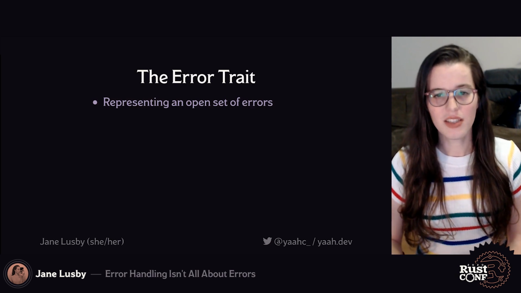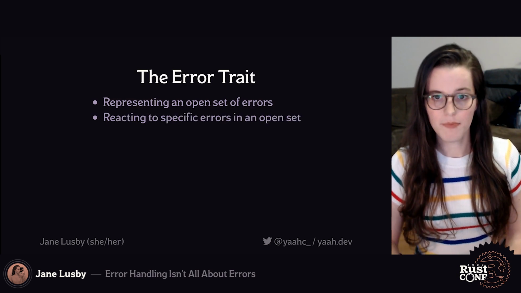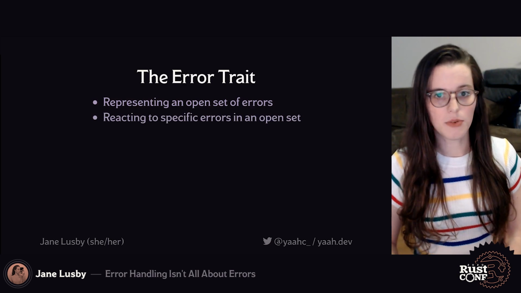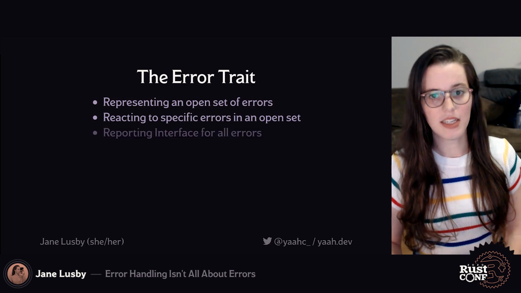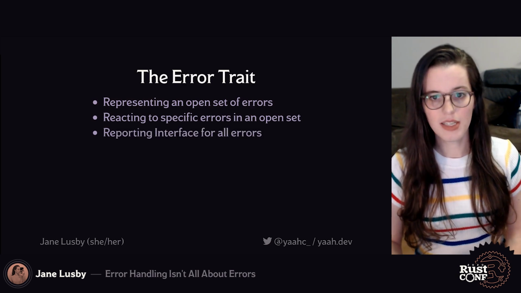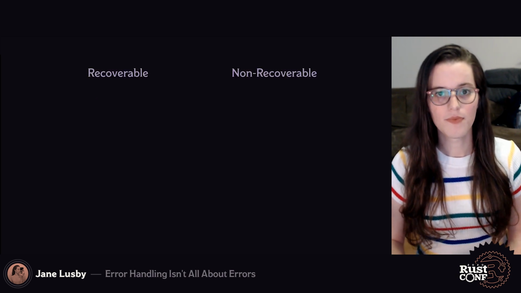Second, the Error trait lets us react to these specific errors by trying to downcast them back to their original type safely, rather than using match as we would with enums. Finally, the Error trait provides an interface for reporters. Now, I'll get to this last bit some more in a minute, but first, let's review.